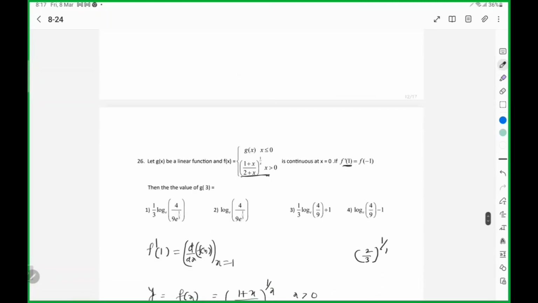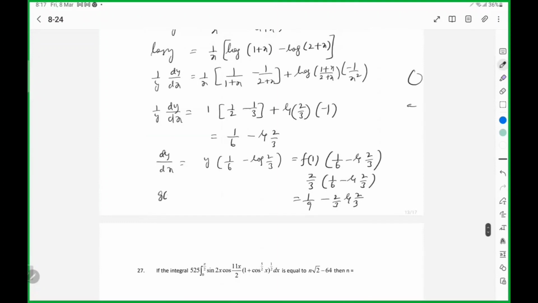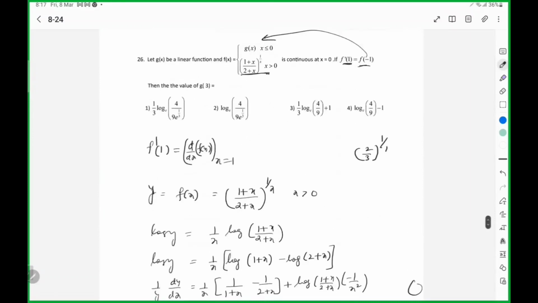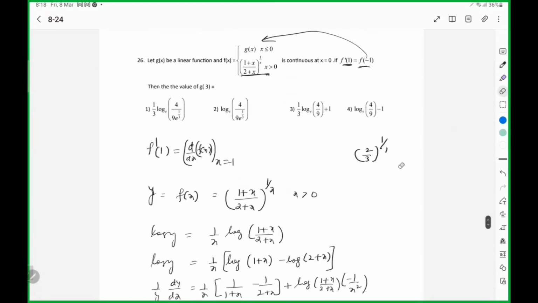And minus 1 means g of x is a linear function. Linear means first degree for x less than 0. So f of minus 1 is g of minus 1, minus a plus b. So here it is.